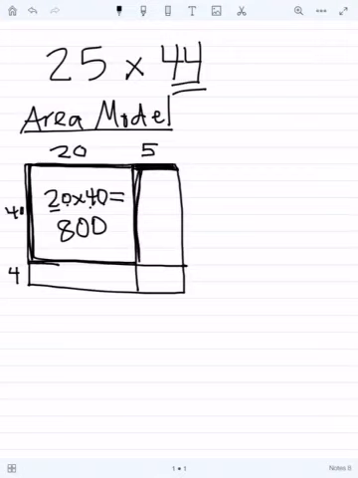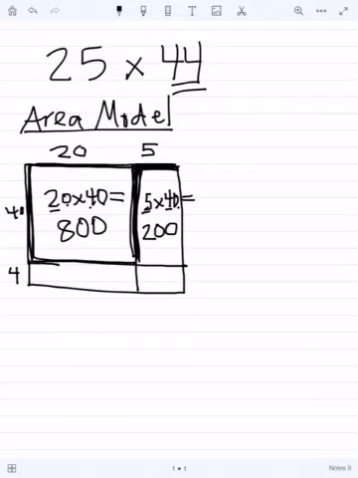Now I'm going to go over to the right rectangle over here. And I have to think about what dimensions this is. And this is a 5 by 40. So I'm going to write that in, 5 times 40. And I'm going to look at those front 2 parts of my numbers. 5 times 4, that's 20. And then I have 1 zero to attach at the end.